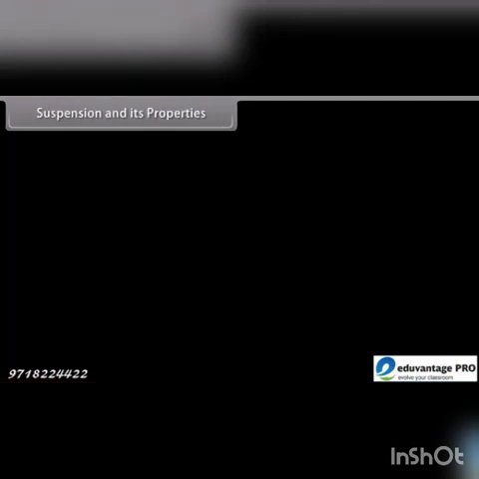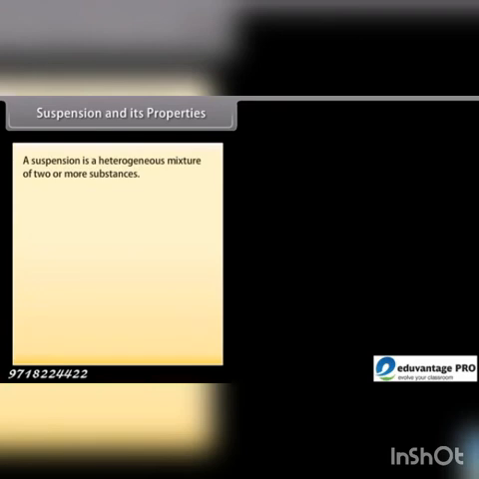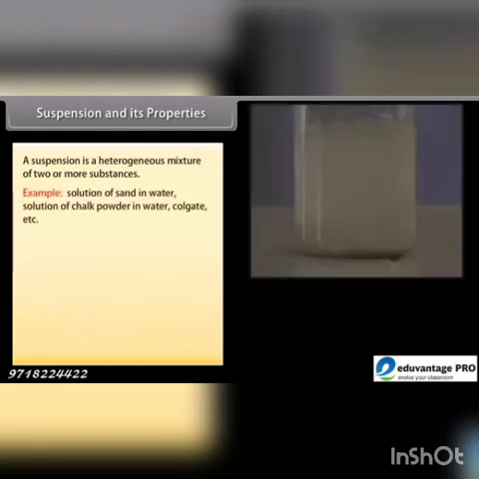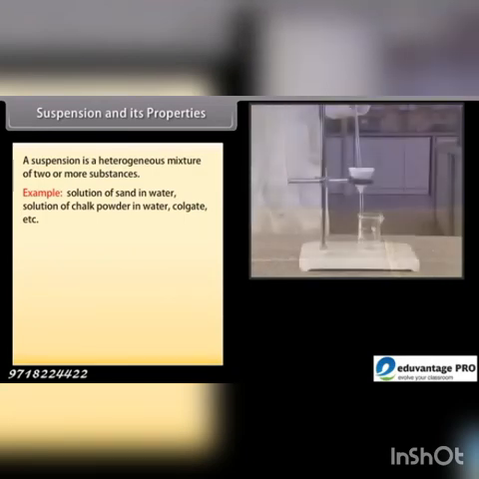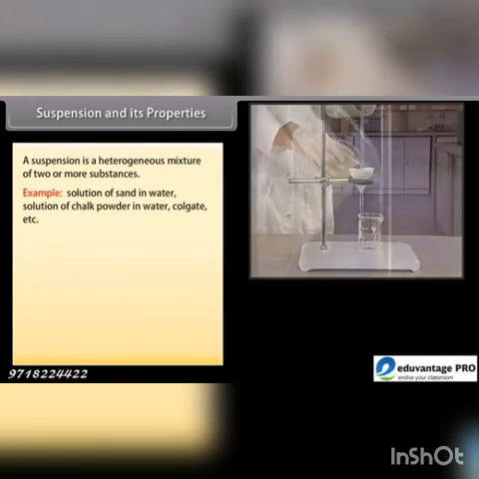Suspension and its properties. A suspension is a heterogeneous mixture of two or more substances. Example, solution of sand in water, solution of chalk powder in water, Colgate, etc.